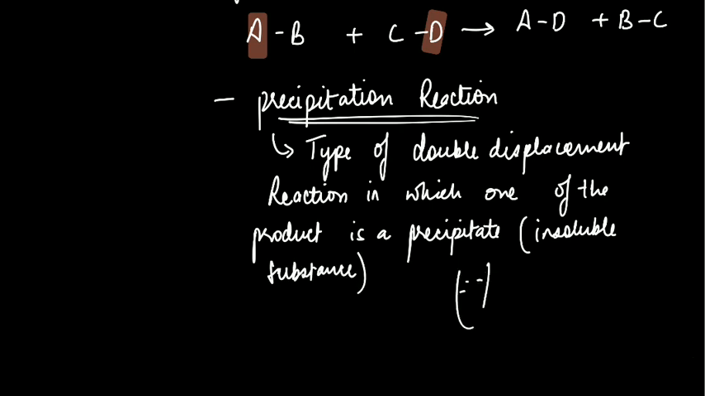So if you have a test tube, the precipitate is always going to settle down at the bottom, and the short form that we use for precipitate is PPT. Precipitates can be white in color, or they can be different other colors also. So let's have an example over here.